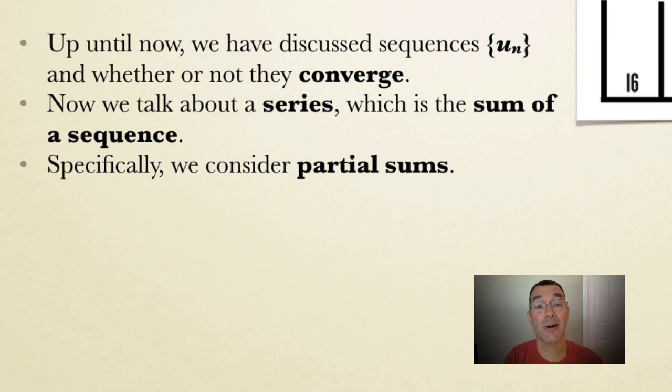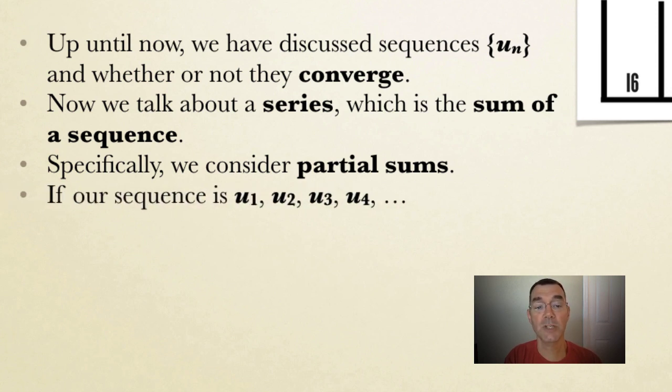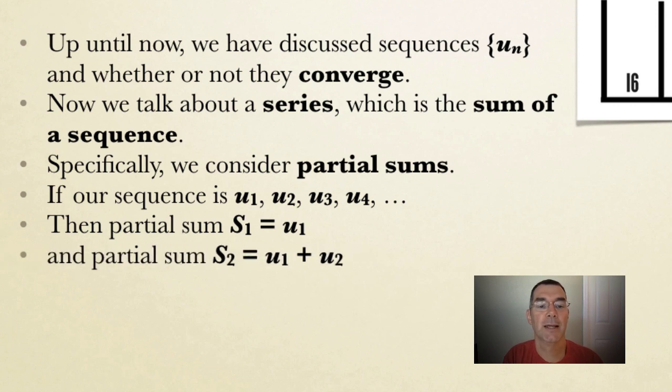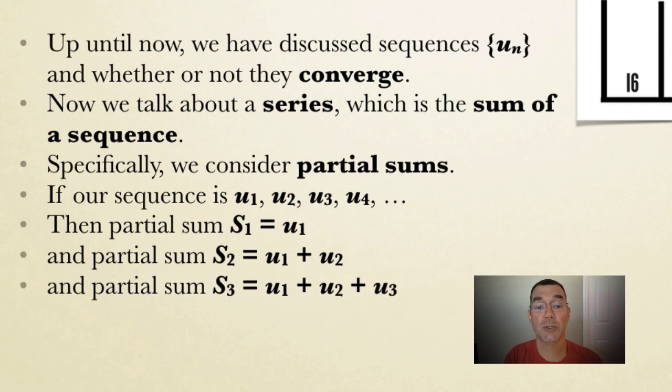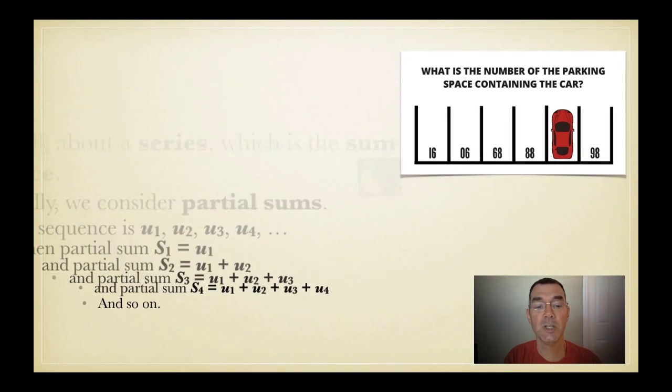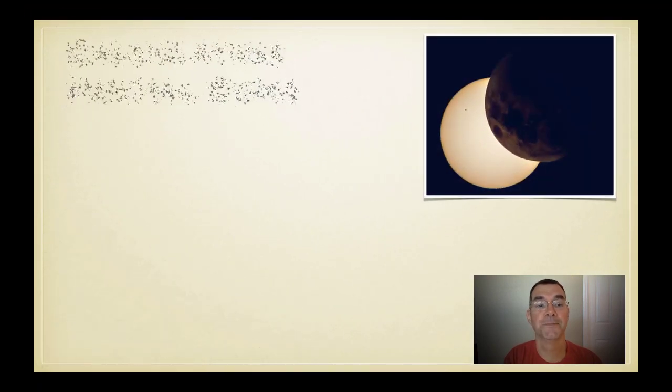But before we talk about going off to infinity, we need to talk about what partial sums are. So we have our sequence. The first term is u_1, the second term is u_2, and so on. The partial sum S_1 is just going to be the sum of the first one term, which is basically the first term. S_2 is going to be the sum of the first two terms, so u_1 plus u_2. S_3 will be the sum of the first three terms. S_4 will be the sum of the first four terms, and so on. So that's what partial sums are.